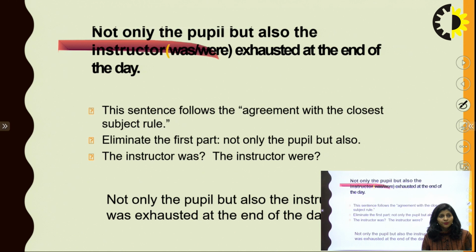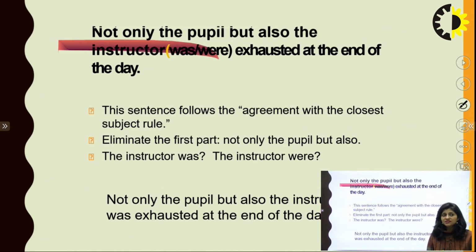Not only the pupil but also the instructor was or were exhausted at the end of the day. So if you see here, when we use "not only but also," you need to consider the subject which is closest to the verb to understand which verb you need to use, right? So here "instructor" is closest to was or were. So instructor is a singular subject, so we are going to use here a singular verb, that is was, right?